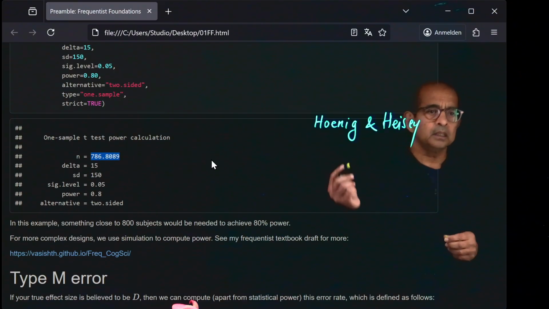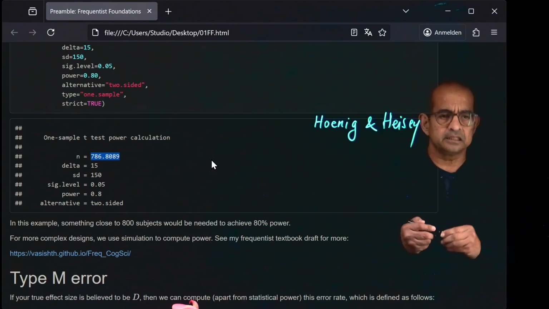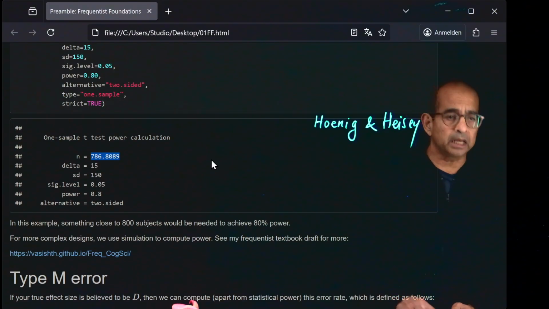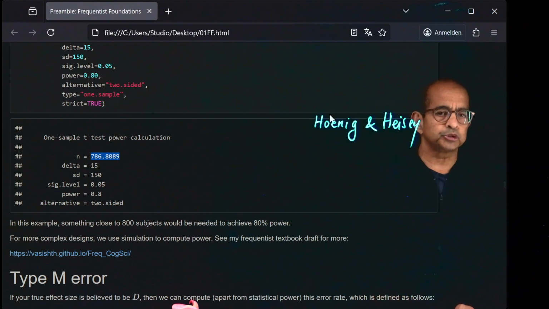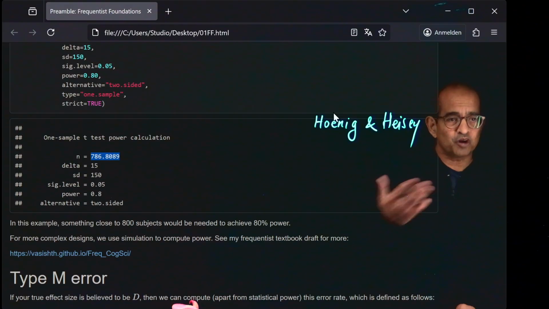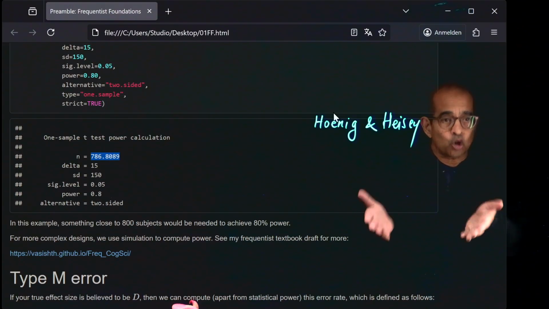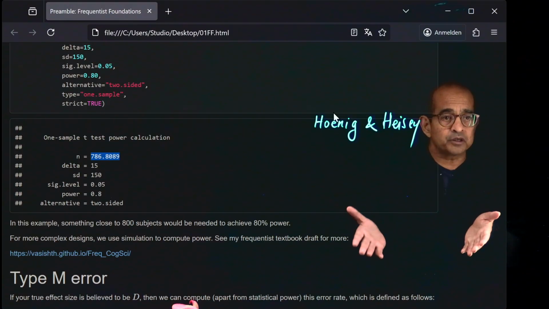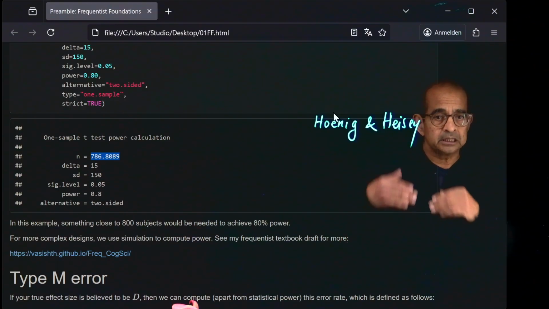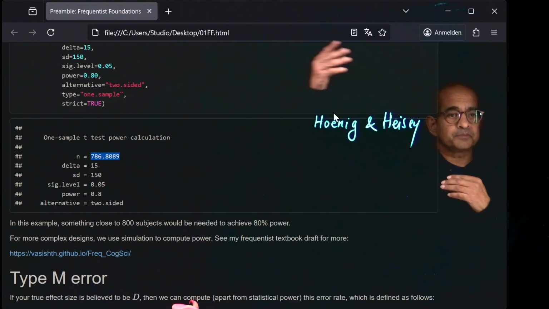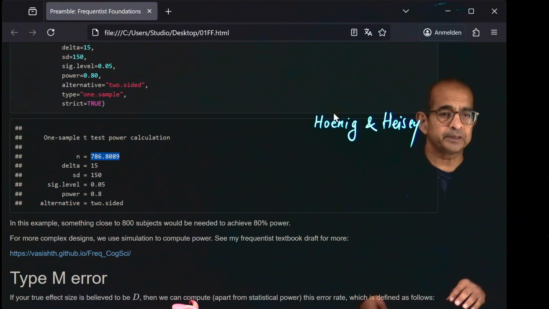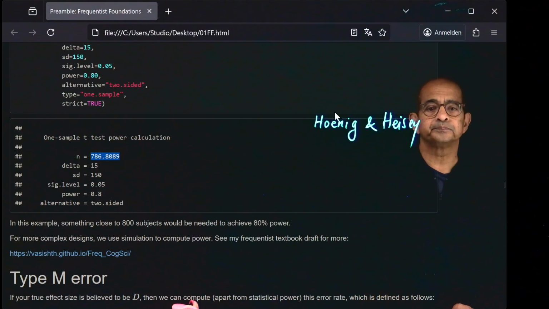And so they discuss the fallacy about computing observed power. So you should not fall into the trap of computing power on data that you have already collected, and you should not talk about the power of your actually conducted experiment. Power is always with reference to something that you plan in the future. Okay?